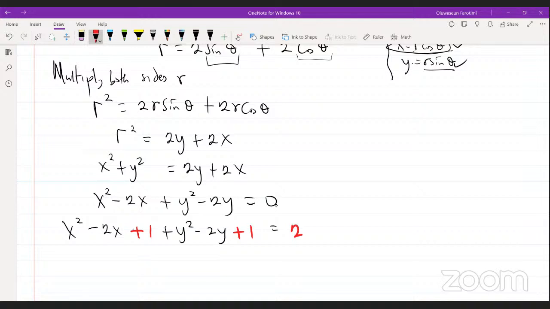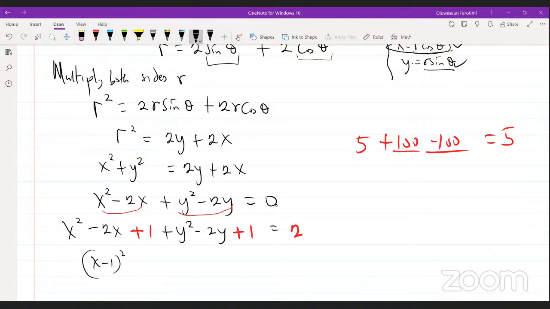If I write 5, 5 is the same thing as, okay, this is still 5. No matter what you add, if you add and subtract the same quantity, you get the same thing. That's what we're doing here. We're adding 1 to both sides because I need to find a way to write this and this as a square of something. This is what I mean, guys. The moment you do this, it is x minus 1 all squared plus y minus 1 all squared equals 2.